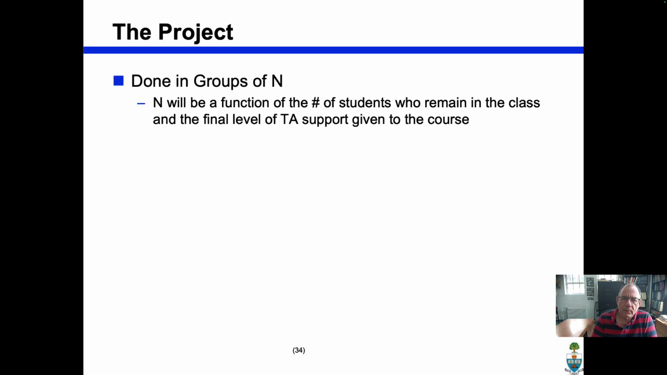Let's talk about that project. First of all, the project will be done in groups of n. Normally, I like to say 2 there, but I don't know if n is equal to 2. N will be a function of the number of students who remain in the class, and I don't know how many that will be, and the final level of TA support given to the course, given how many students remain in the course. So both of those things are up in the air, so I can't say what n is yet.